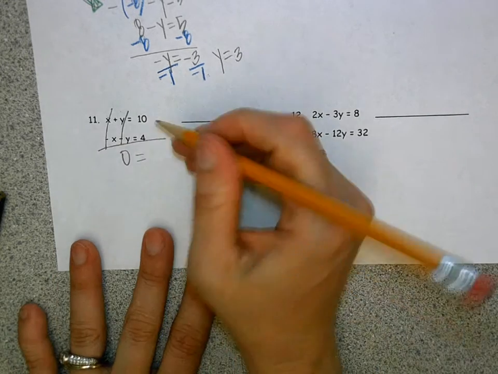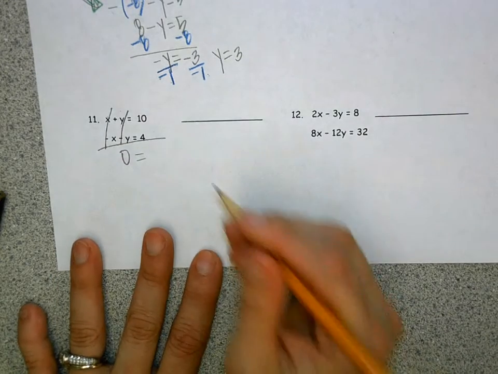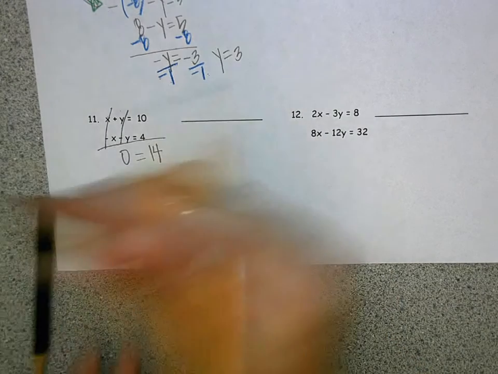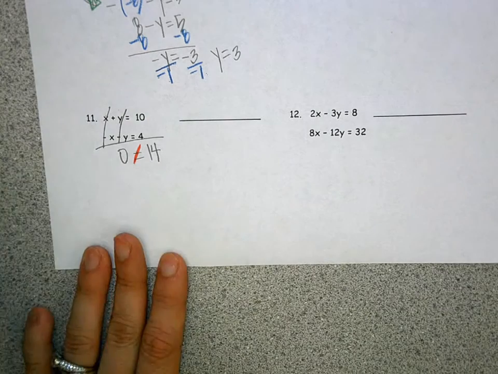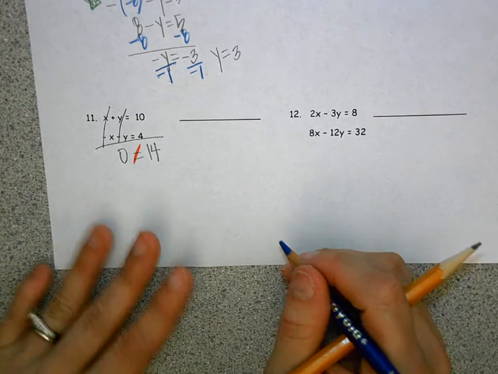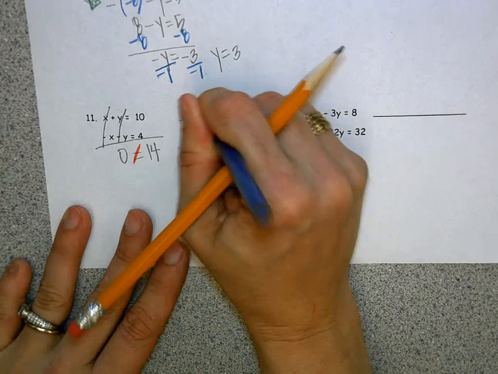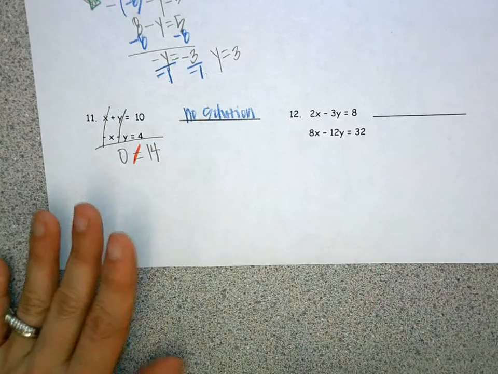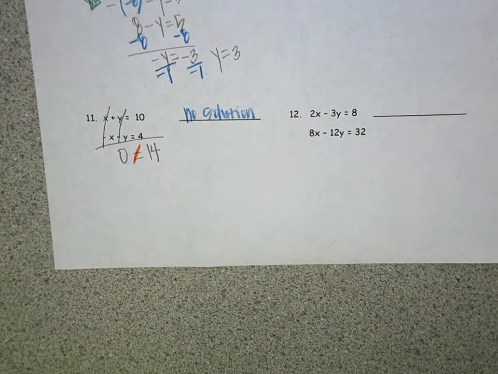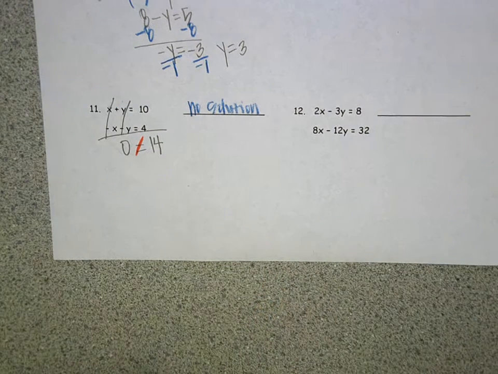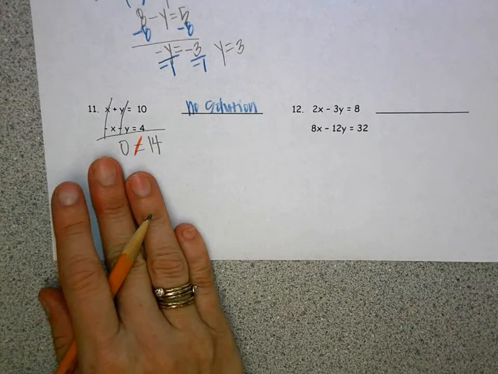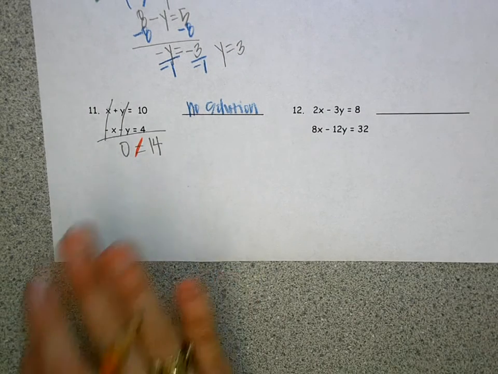Okay, what happens when you add 10 and 4? 14. Does 0 ever equal 14? No, there is no solution. So what does it mean if you get a false equation? No solution. So basically these are what kind of lines to each other? They're not false to each other, but how are they related to each other? They're parallel. They would be parallel because they have the exact same slope. So that's a no solution. So if everything cancels out on one side but not on the other side, that's no solution.